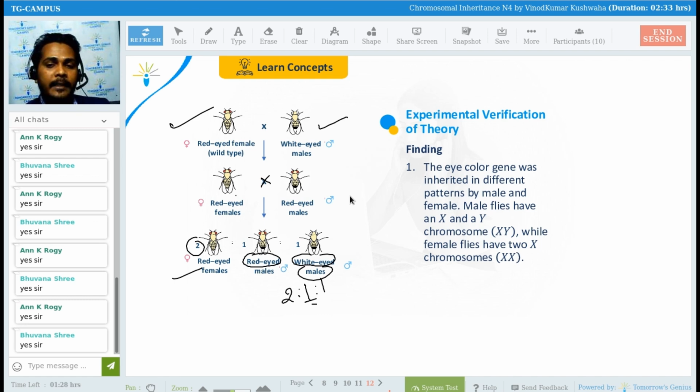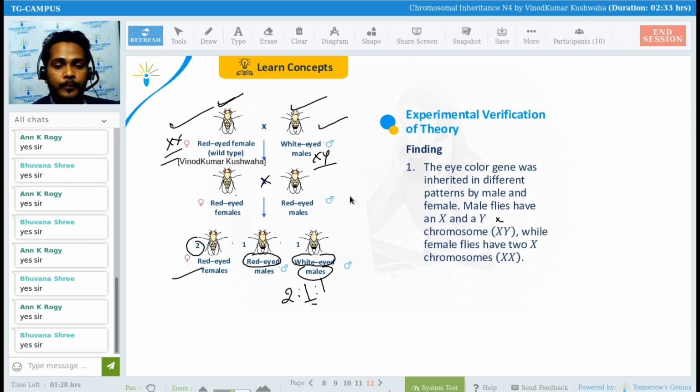So the eye color gene was inherited in a different pattern by male and female. You can see here this is a white eye, this is a red eye color, this is white eye color. So the male flies have an X and a Y chromosome, that is XY, while female flies have two X chromosomes, that is X and X.